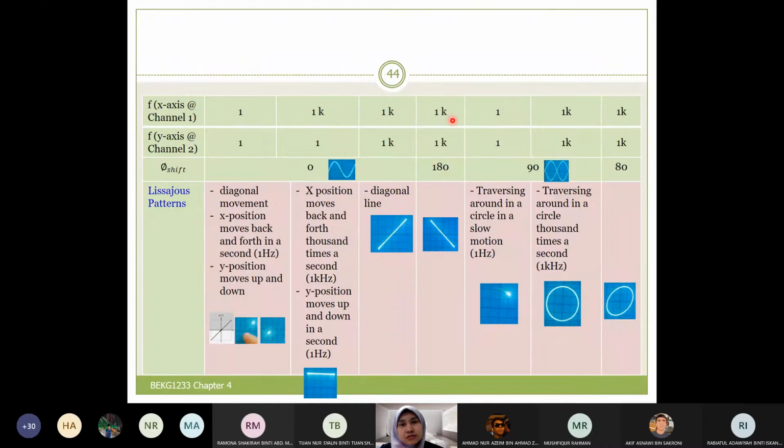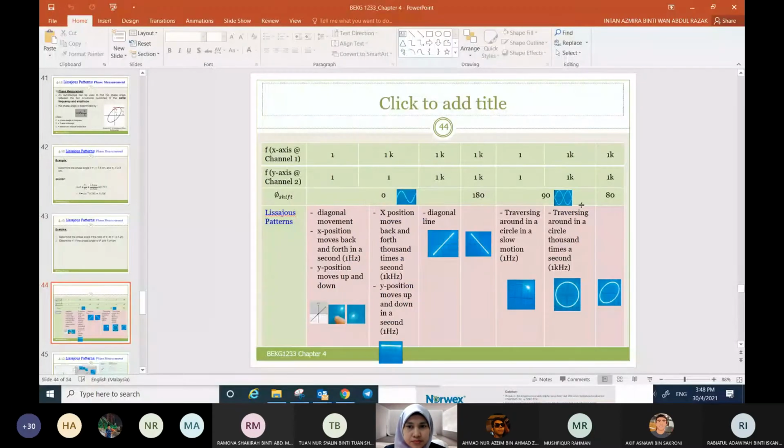Now let's say the frequency on x-axis is 1K, y-axis is 1K, but the phase shift is 180. Class, can you understand so far?